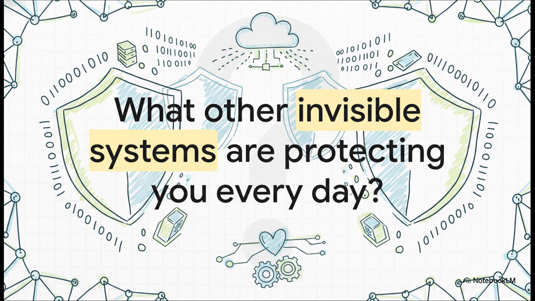You've basically pulled back the curtain on one of the most important systems keeping our digital world from falling apart. And it kind of makes you wonder, right? Now that you can see this invisible shield, what other invisible systems are out there, quietly working behind the scenes, protecting and shaping our world in ways we don't even realize?